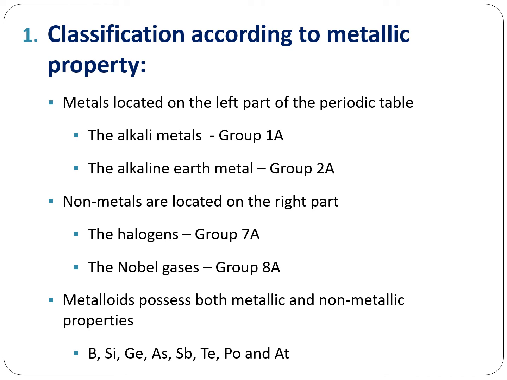Next, classification. All of us know that group 1A is known as alkali metals, group 2A is alkaline earth metals, and the non-metals include the halogens at 7A and the noble gases at 8A. Metalloids possess both metallic and non-metallic properties, such as boron, silicon, germanium, arsenic, and so on.